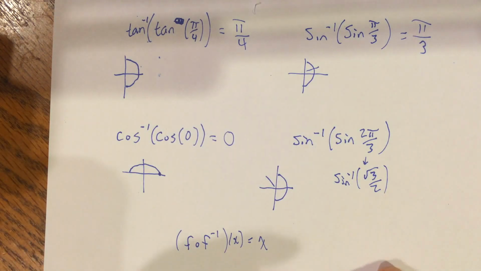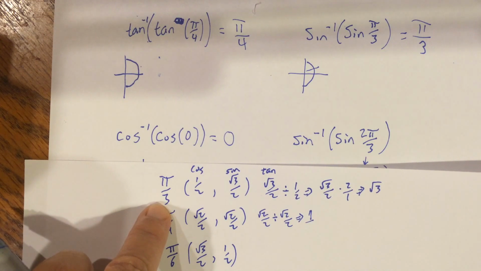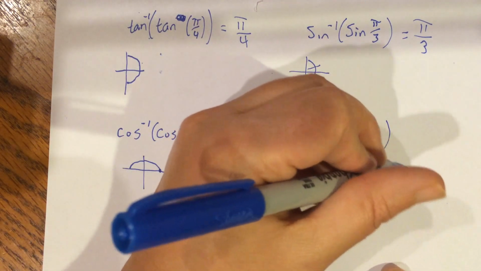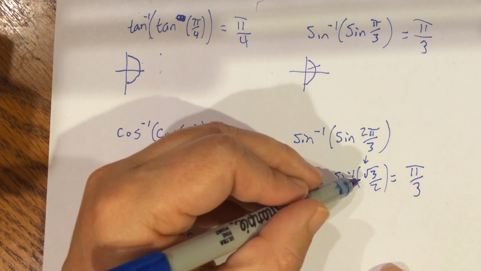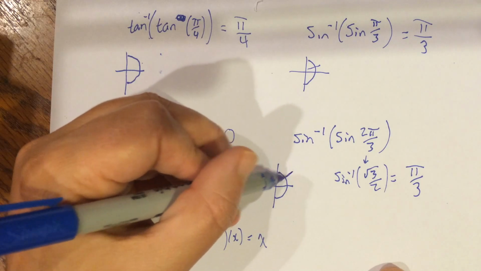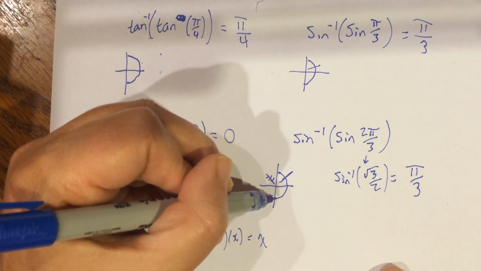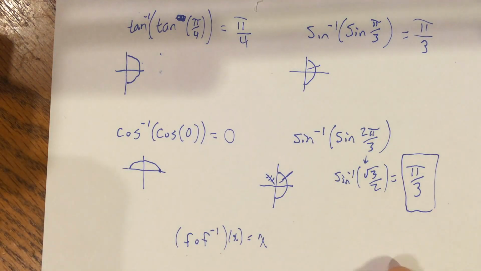Well, the thing that gives me square root of 3 over 2 for sine, we already know because we just looked it up, is pi over 3. So it's going to be pi over 3. And it has to be positive because we got positive square root of 3 over 2. And positive is going to lie here. That is also in our range of sine inverse. So that is just going to be the actual starting point, pi over 3.